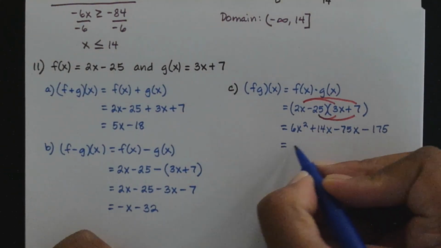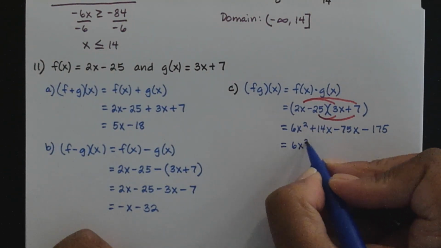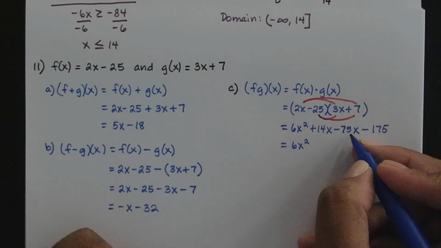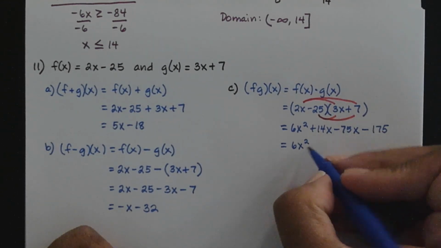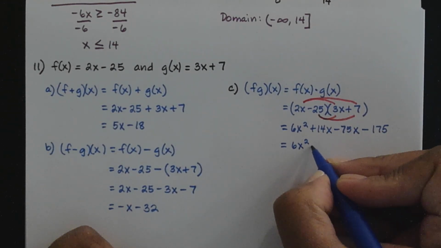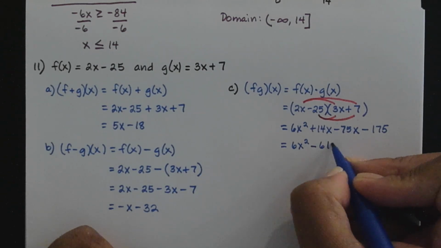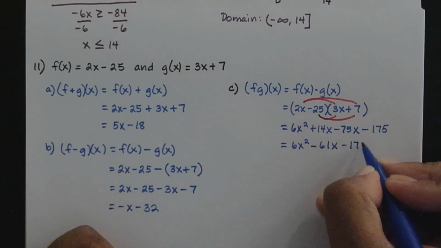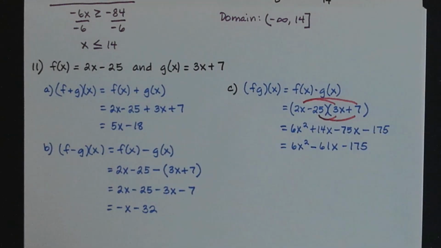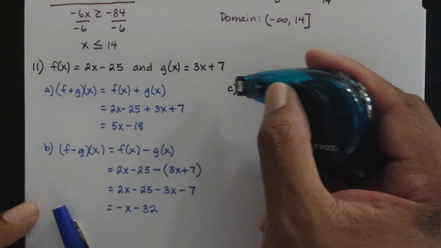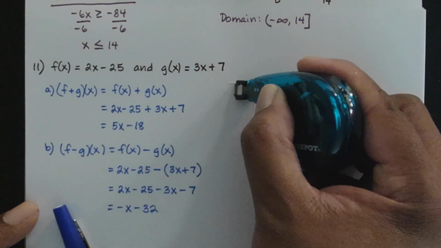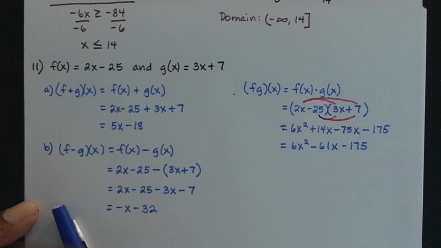Okay. So now, bring down that 6x squared. 14x minus 75x is how much? Negative 61x, and then minus 175. So the product of f and g of x is 6x squared minus 61x minus 175. Okay? So that's going to be part C.